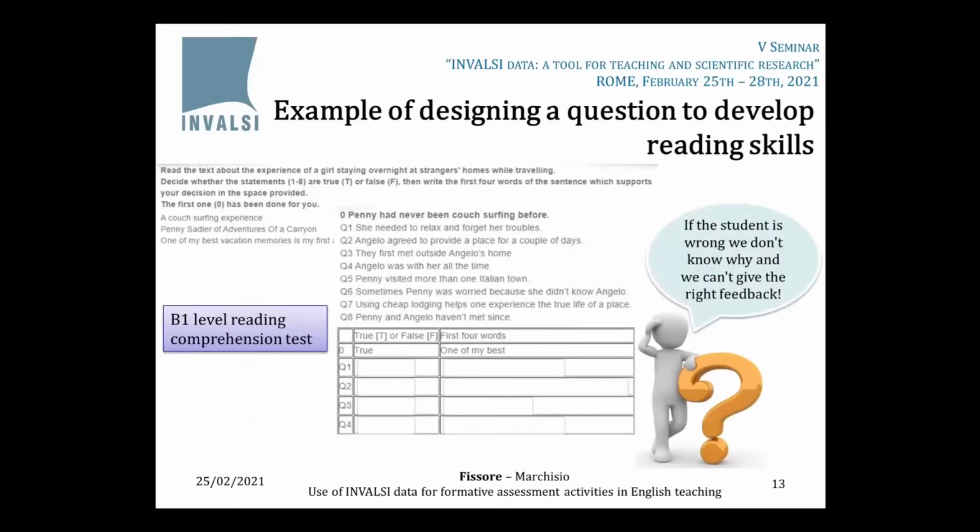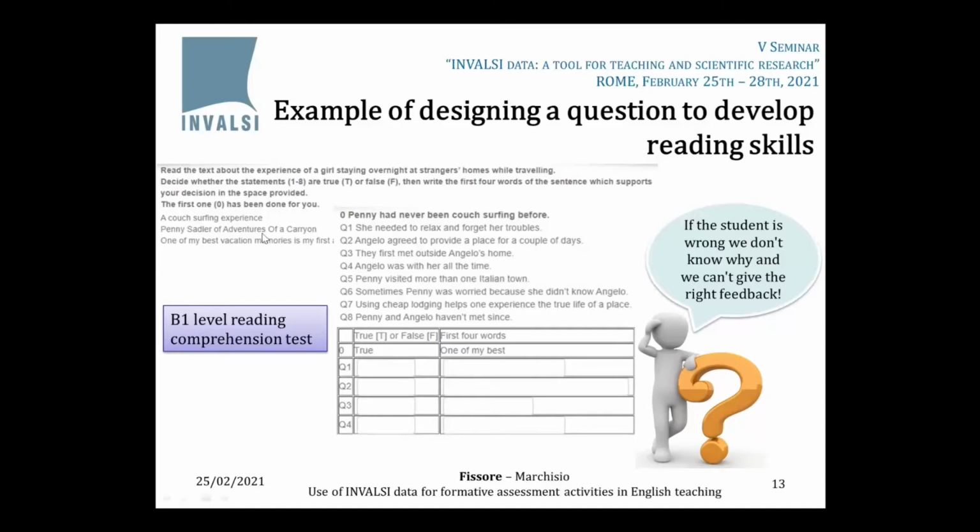Now we show two representative examples, one of the reading comprehension test and one for the listening comprehension test. The first one is a question for the B1 level reading comprehension test. The figure shows the INVALSI task implemented in the automatic assessment system. This task was also presented by INVALSI experts in webinars and training videos on the INVALSI Open. The evaluation method chosen for the task is the true-false justification.